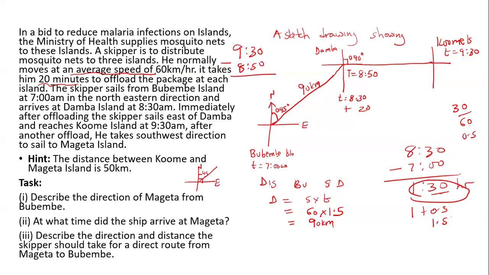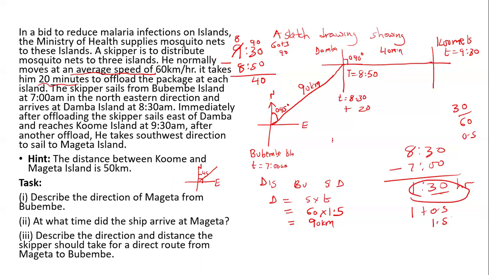So remember, when you are borrowing, this is 1 hour. When I borrow 1 hour here, I remain with 8. 1 hour has 60 minutes. So here, instead of having 30, we shall have 60 plus 30, which will equal 90. So here we'll have 90. So 90 minus 50 will give us 40 minutes. So here, it will take him 40 minutes.